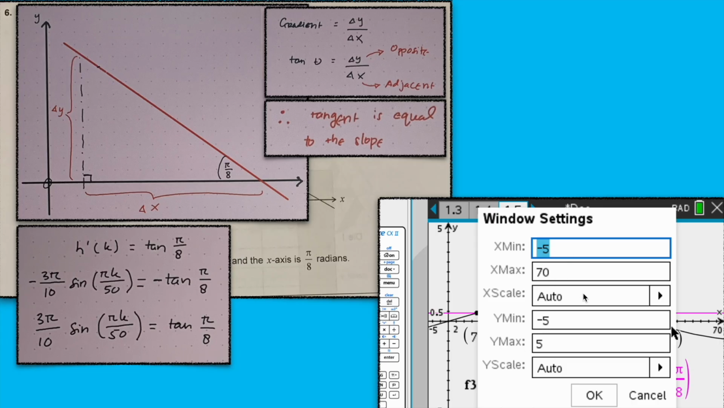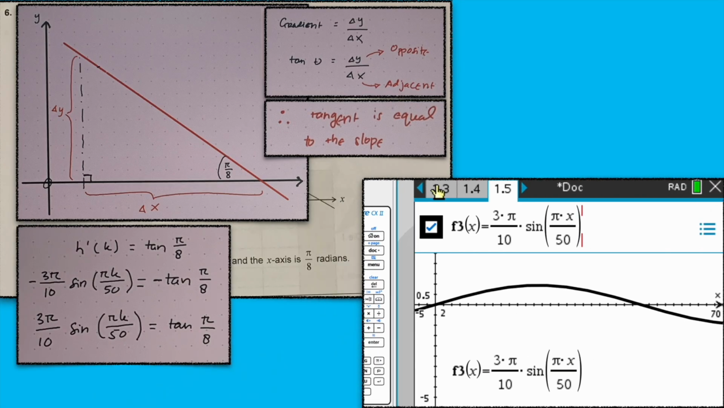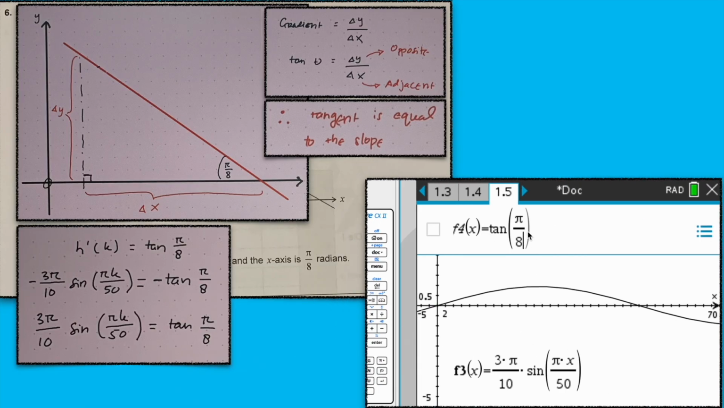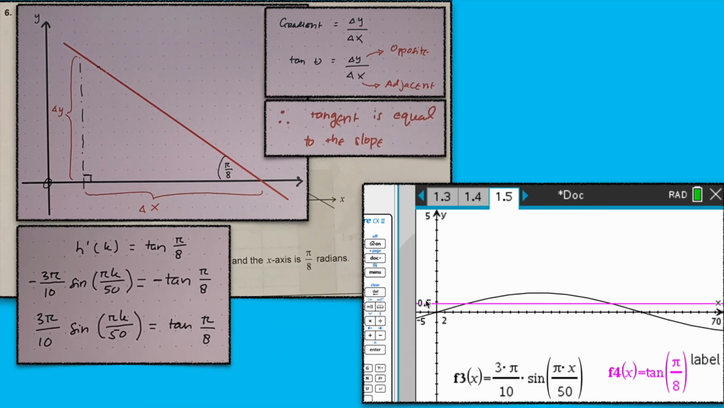How do I get these values? Well, refer back to the question. If you remember, we are given the condition for the x values. And then we click OK, and we should be able to get a better curve, like so. Next, we input tangent pi over 8. There you go. This is tangent pi over 8.